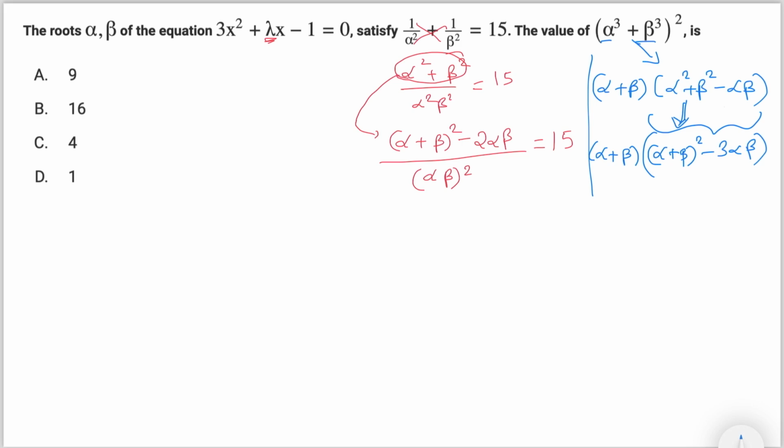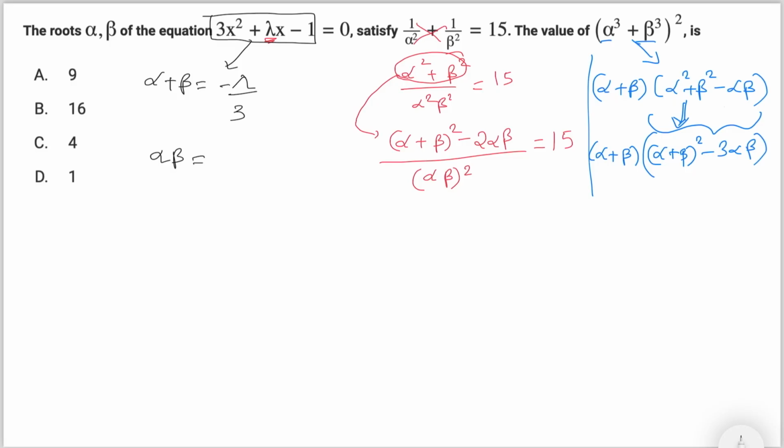Okay. Now let's process the given data in the question. We have a quadratic equation 3x square plus lambda x minus 1 is 0. The roots are alpha and beta, right? So sum of the roots for this quadratic will be alpha plus beta, minus the coefficient of x, that is lambda, upon the coefficient of x square. So alpha plus beta is simply minus lambda upon 3, and the product of the roots is alpha beta. Product of the roots for any quadratic is always c by a.